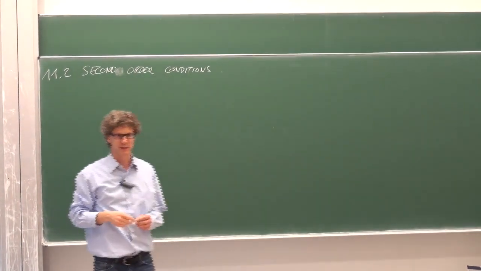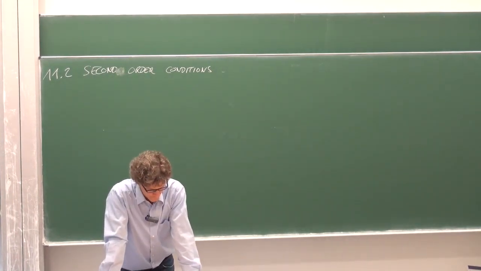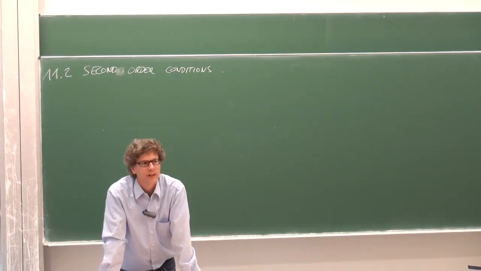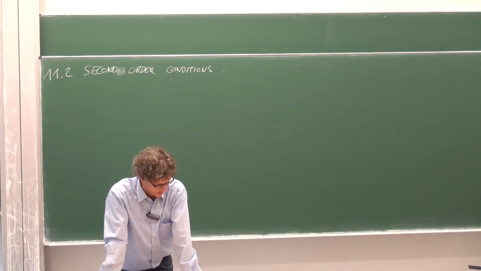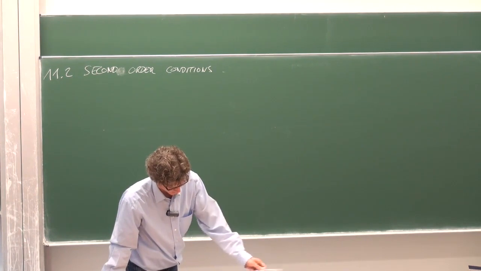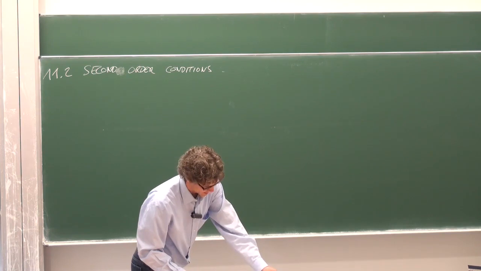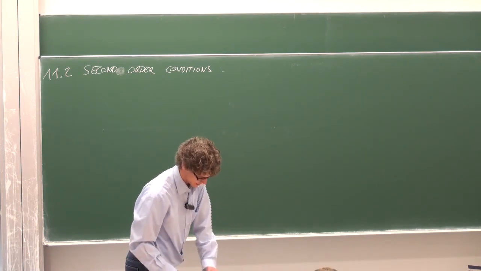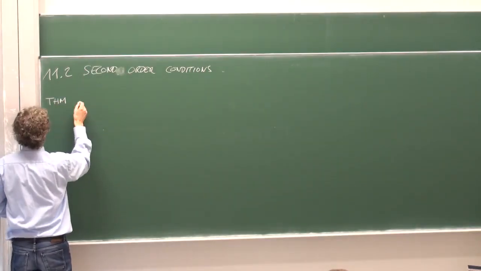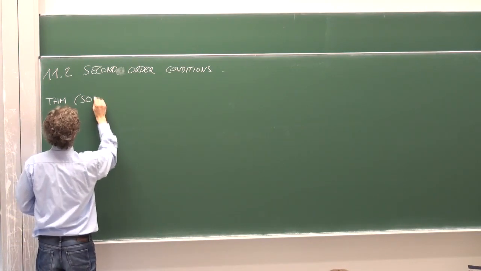And what we want to do now is look at the second derivatives of the Lagrangian and how they tell us something about the optimality or not. And the interesting thing is that everything gets relatively quick. I will state two theorems first, and then we will prove them. So the first one is second order necessary conditions.